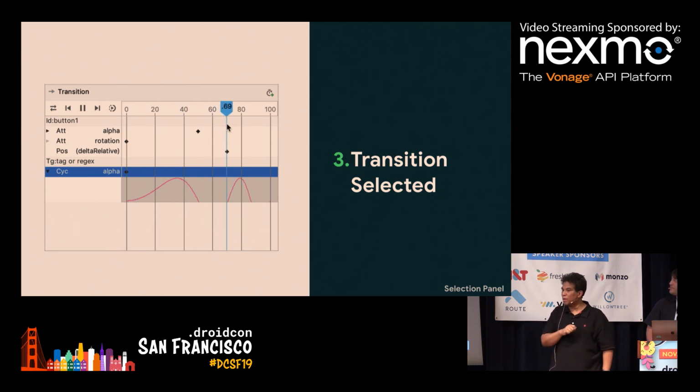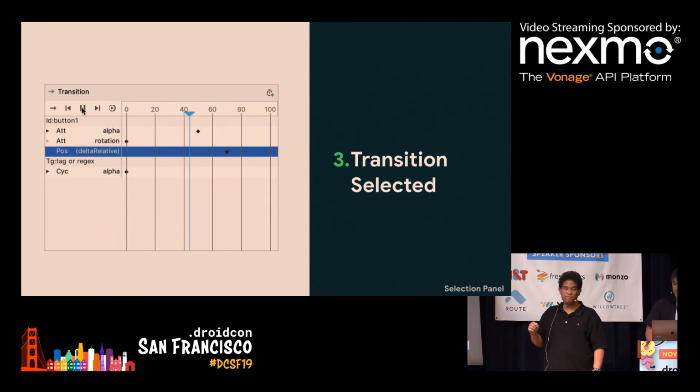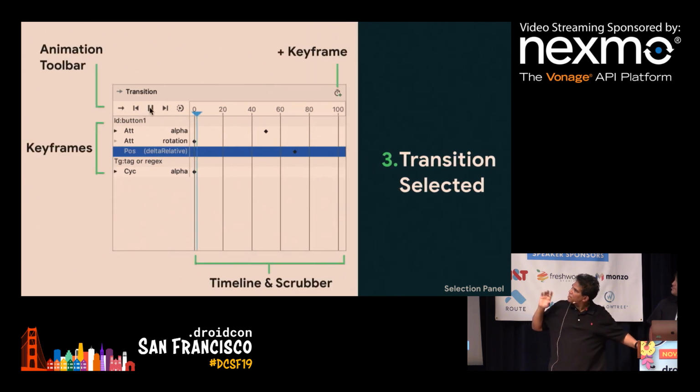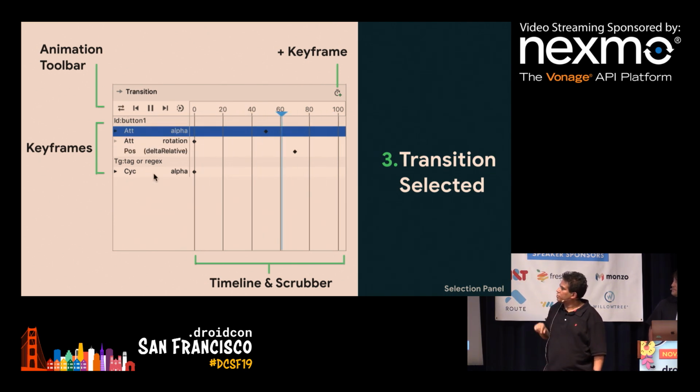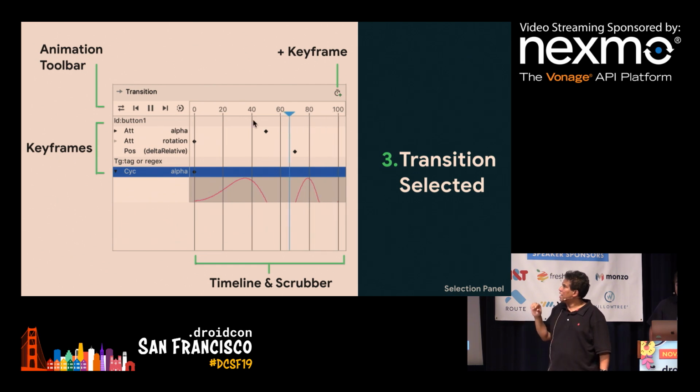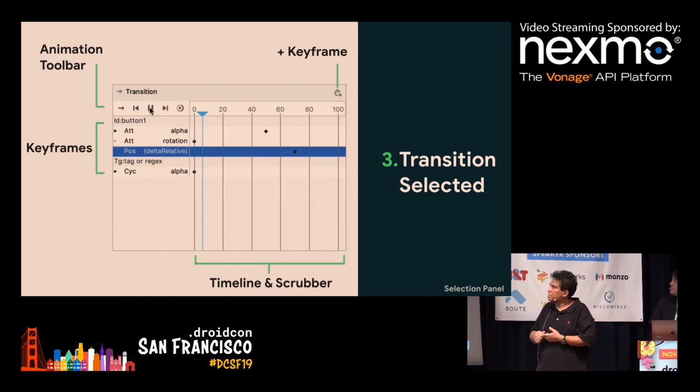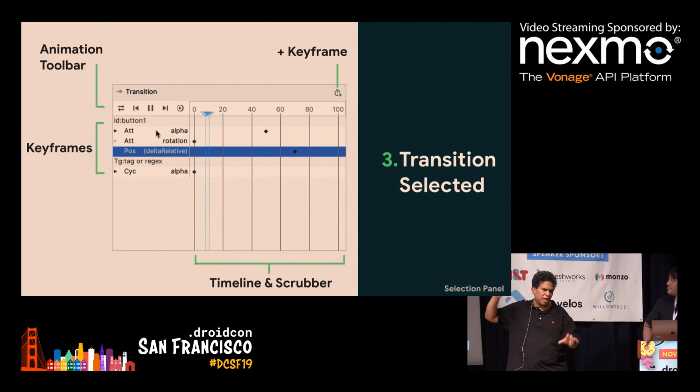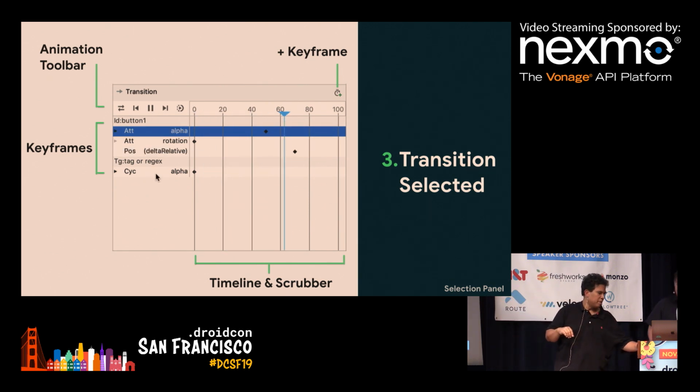It also has the scrubber that allows you to animate back and forth, and it has some controls. So it's an animation toolbar, keyframes, and there's a little creation at the top to allow you to create stuff. Anytime you've created a cycle or attributes that are in a path, it'll show you as a graph to help you kind of visualize what's going on with them.